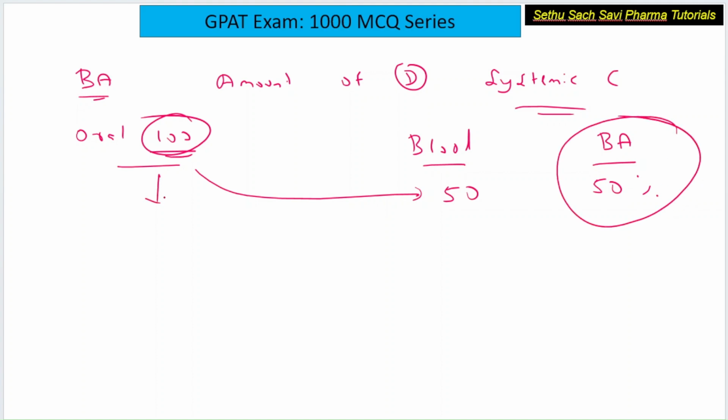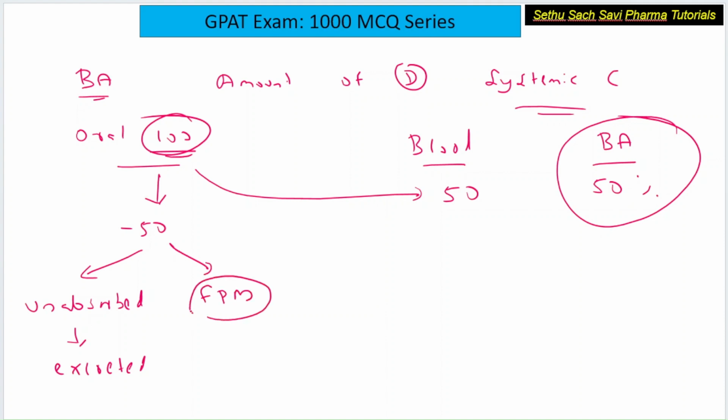So what happened to the remaining 50? Although you gave 100, only 50 has reached. It could be unabsorbed and excreted as such, so it would not reach the blood. Or it could be metabolized by the liver before reaching the blood. That is called first pass metabolism or pre-systemic metabolism. Out of 100, 50 might be lost either through first pass metabolism or excreted as such.